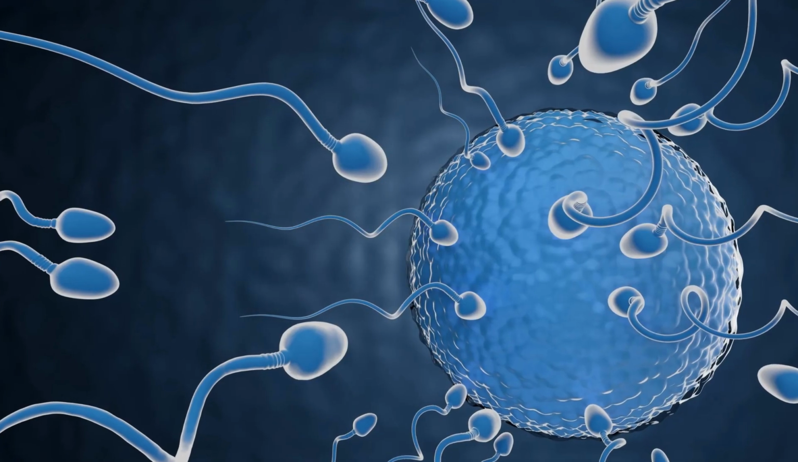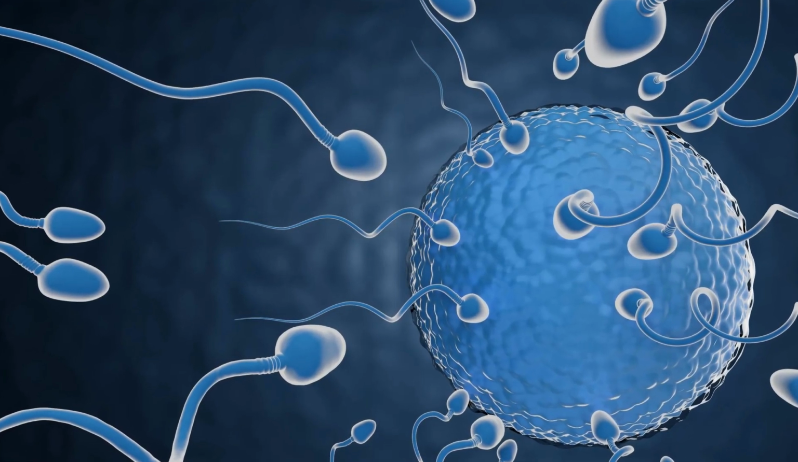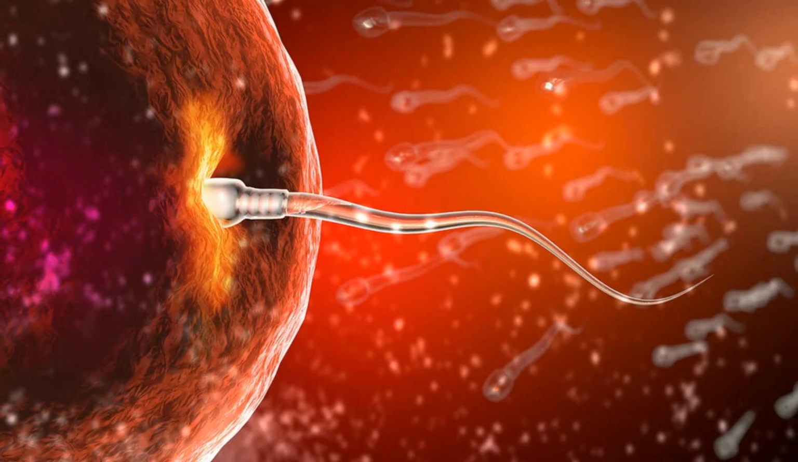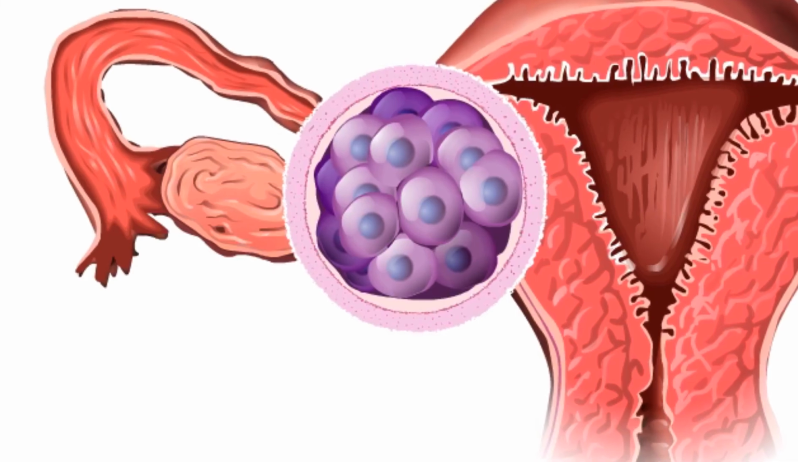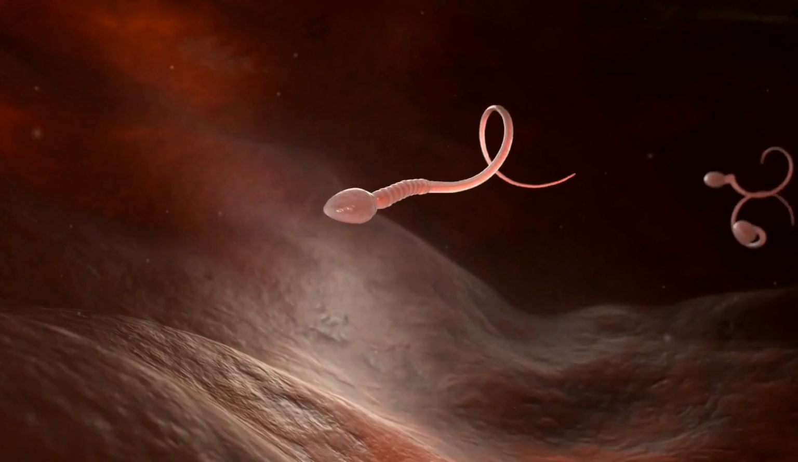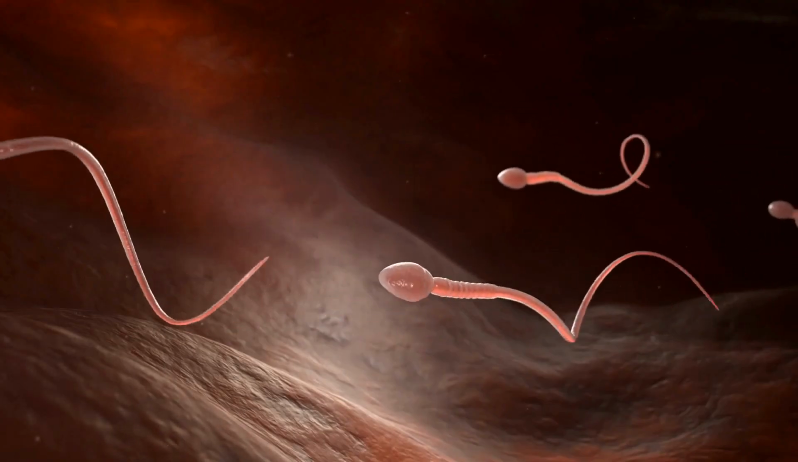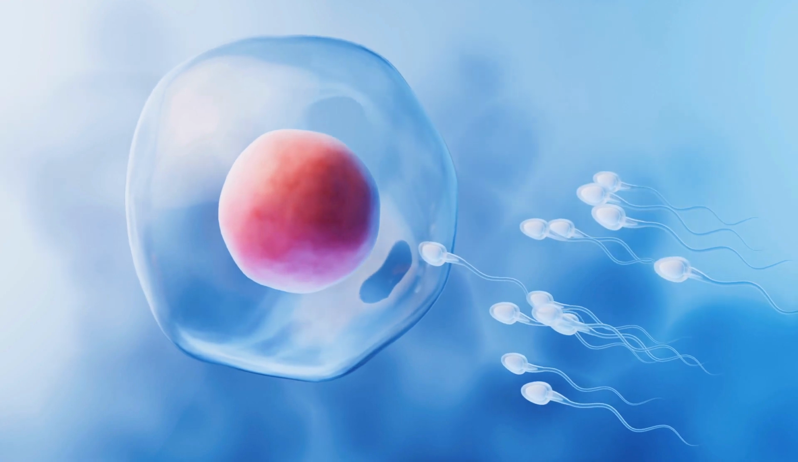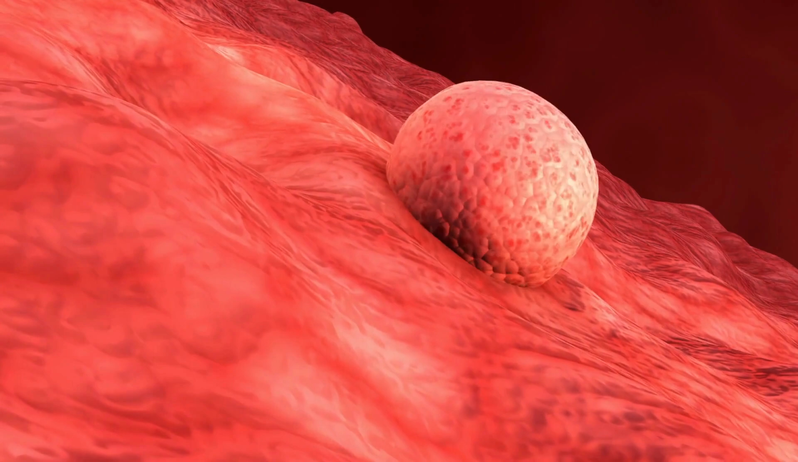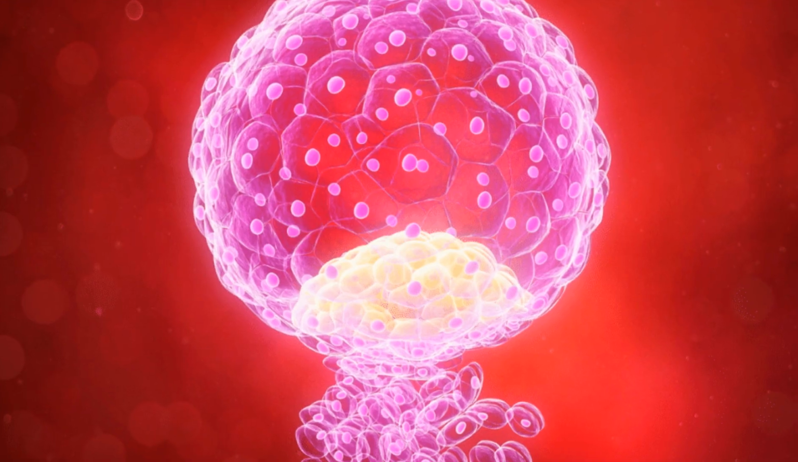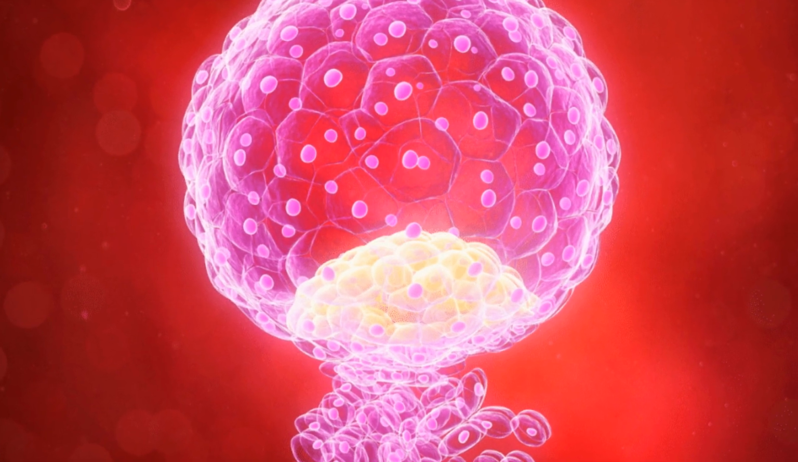The first chapter in the journey of human development begins with conception, the moment when a sperm successfully fertilizes an egg to create a zygote. This event typically occurs in the fallopian tube, where the sperm, having traveled from the male reproductive tract, meets and merges with the egg. The fusion of these two cells results in a unique combination of genetic material, establishing the genetic blueprint for a new individual.